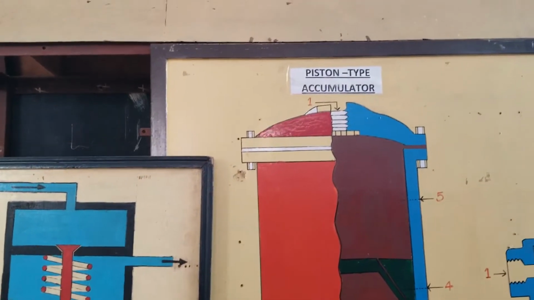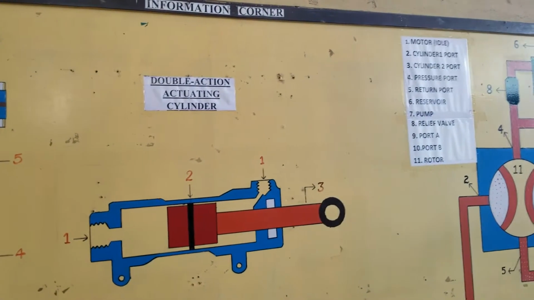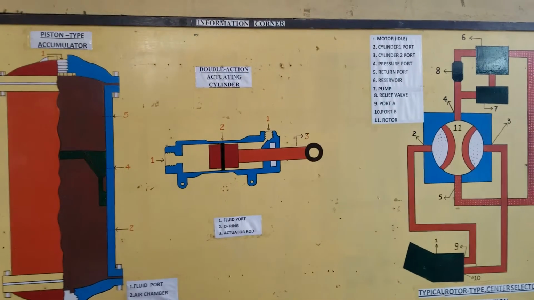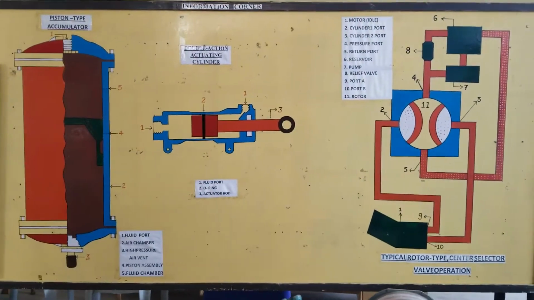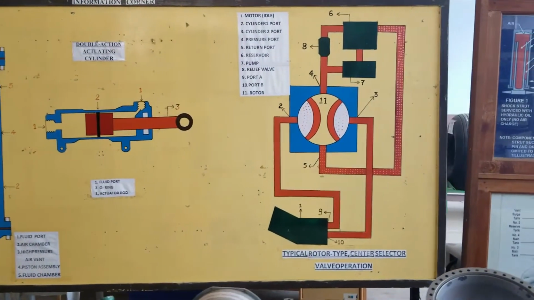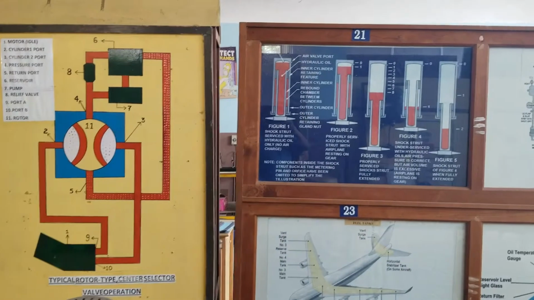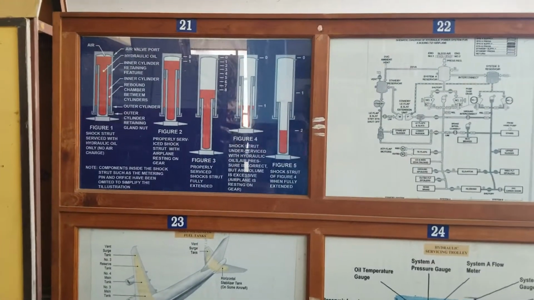Piston type accumulator, then double action actuating cylinders. See, all these things are explained. When you come to the college you will be explained fully. And now it is the basic hydraulic system diagram, how it is functioning. See, a typical rotor type pump is there. These are the flex boards which are kept in the lab.